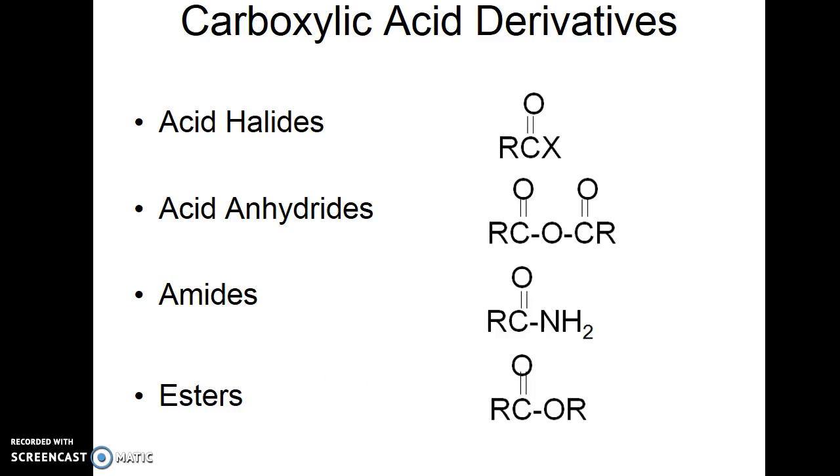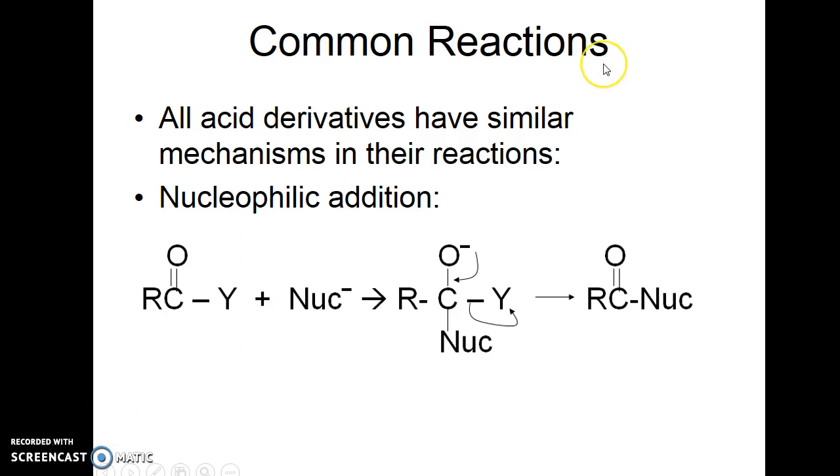Carboxylic acids have several derivatives that we're going to look at. First of all, acid halides, acid anhydrides, amides, and esters. These are the four most common carboxylic acid derivatives. They undergo a common reaction.